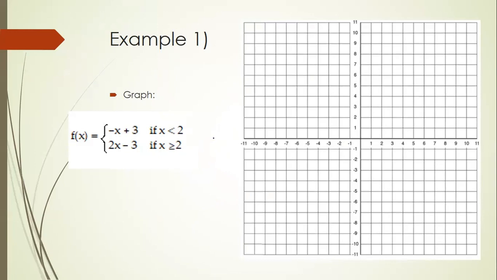Yes, you're going to write this down. So we're going to be graphing f of x equals negative x plus 3 if x is less than 2. And then we're going to be graphing 2x minus 3 if x is greater than or equal to 2.